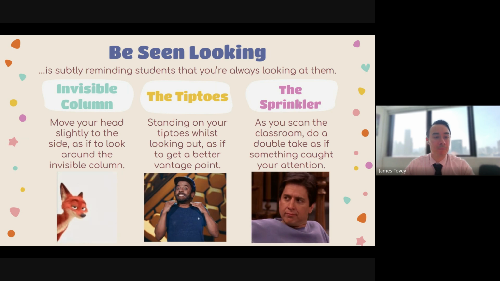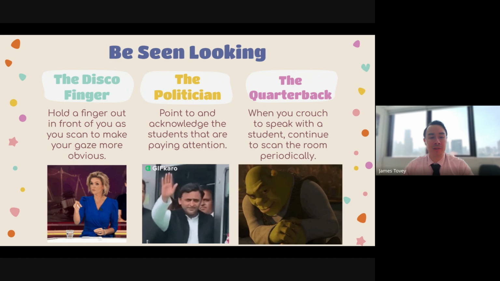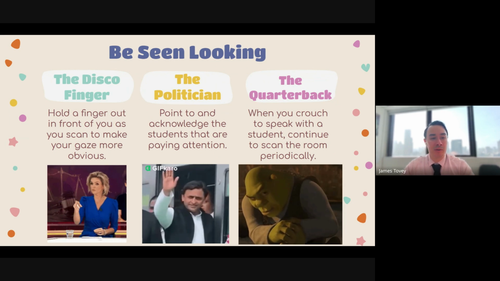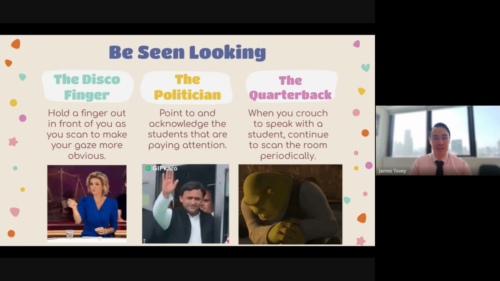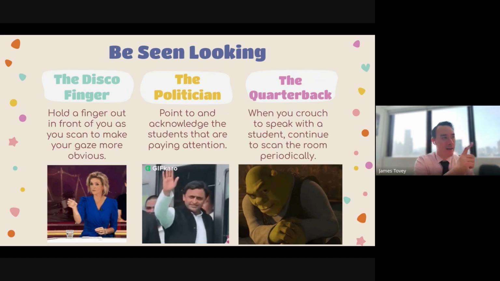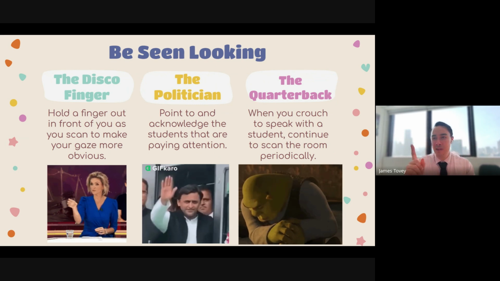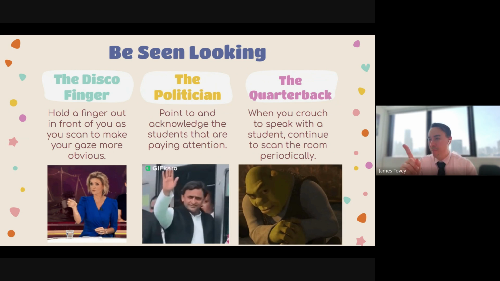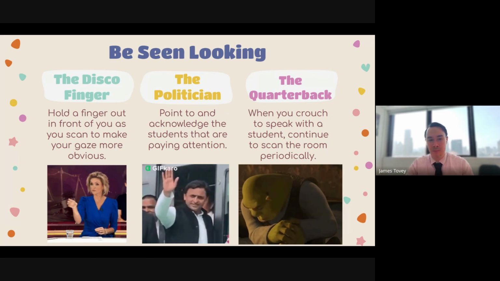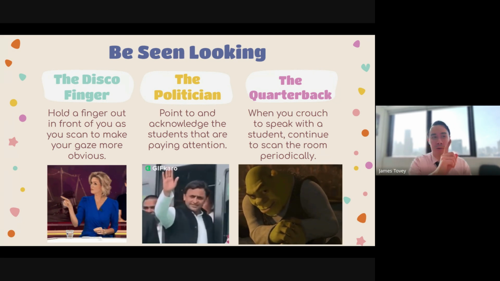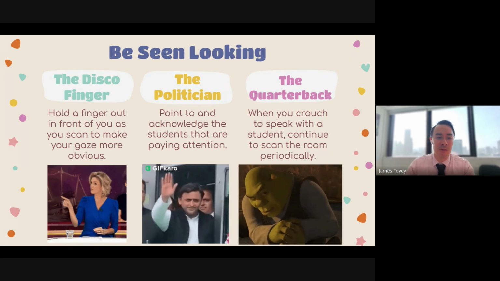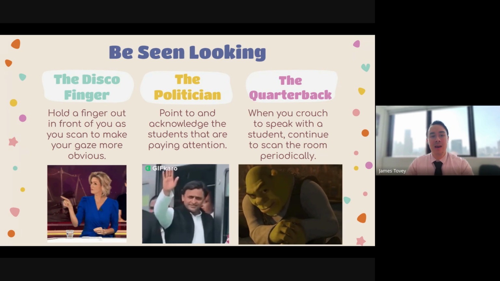What's going on there? And a couple more here, all from the Teach Like a Champion book and slides we've got available for you to look at. Disco finger, so holding your finger out to scan, just to make your gaze more obvious, so you're looking around. And you can combine some of these together. So you might be doing that finger and then doing the disco finger, and then you're doing your looking back, right? Your sprinkler. You're going back and looking at them just to see what's going on there. So you can combine these.